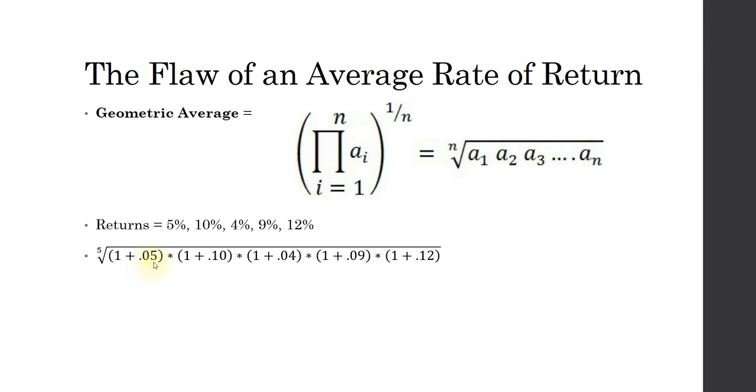1 plus 0.05, 1 plus 0.10, etc., and all of those numbers are compounded, or multiplied together. We then take the fifth root of those numbers. Algebraically, we can also arrange our geometric average like this. We can take the same compounding effect here, and then instead of taking the fifth root, we can instead take 1 over the set of numbers in the series. So in this case, it would be 1 over 5, or 0.2.